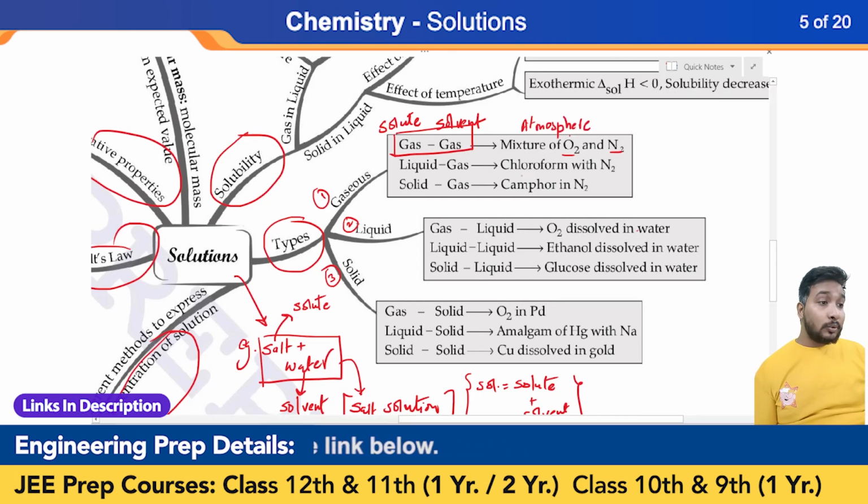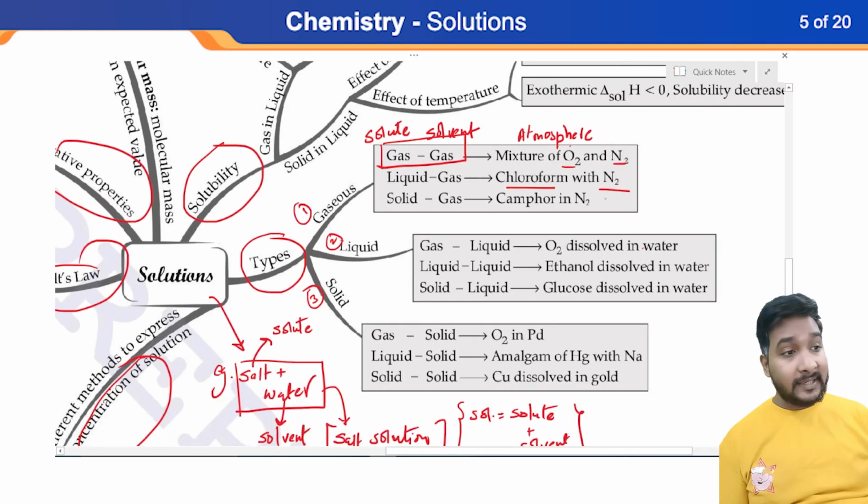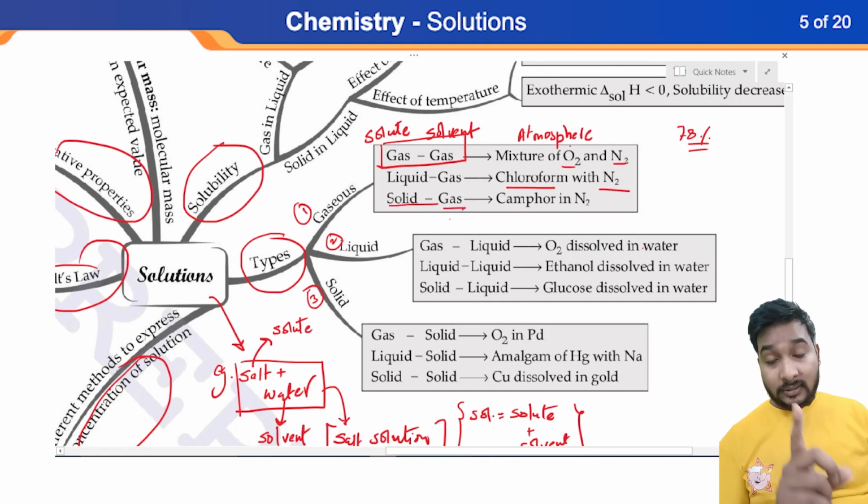Similarly, if you are mixing chloroform with nitrogen, you know that nitrogen is a very huge quantity of gas. It is present in our atmosphere in approximately 78% ratio, right? And chloroform is a liquid. So you are mixing liquid in gas where gas is more, so gas will be your solvent. Okay. So you are mixing chloroform with nitrogen. This is the best example for explaining a liquid in gas solution. Then solid in gas, where the solid must be in less quantity.